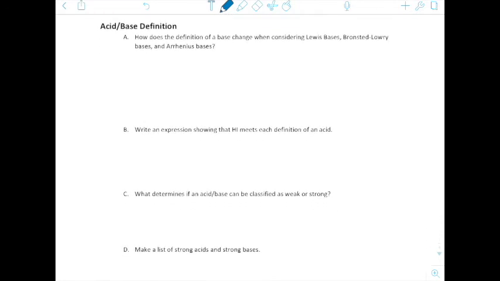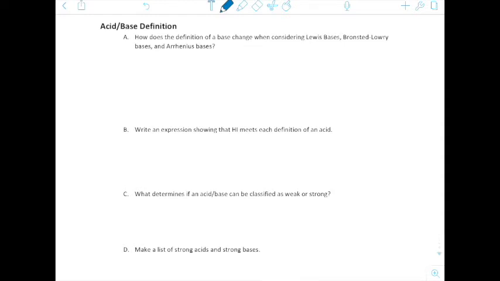Let's start by talking about acid-base definitions. It says, how does the definition of a base change when considering a Lewis base, Bronsted-Lowry base, and an Arrhenius base? When we look at these, we're really looking at what particle defines each definition. In an Arrhenius base, the base is defined by having a hydroxide ion attached to it. In a Bronsted-Lowry, a base is defined by protons. So does it donate a proton or accept a proton?